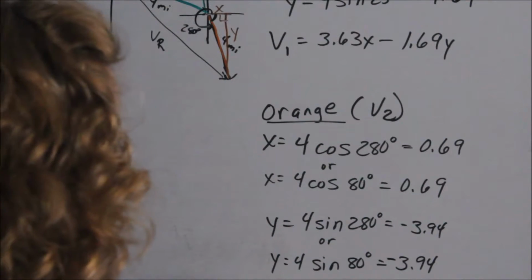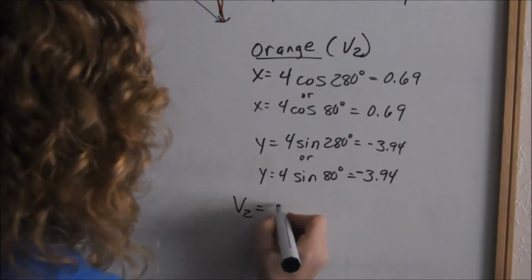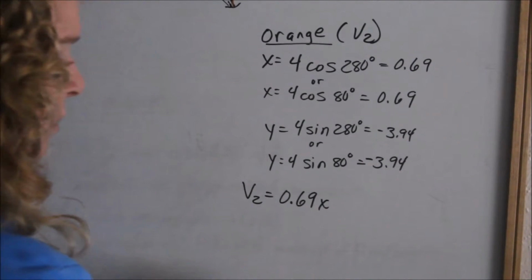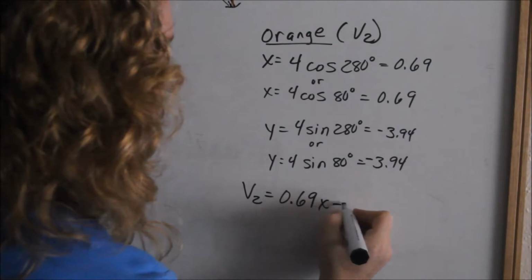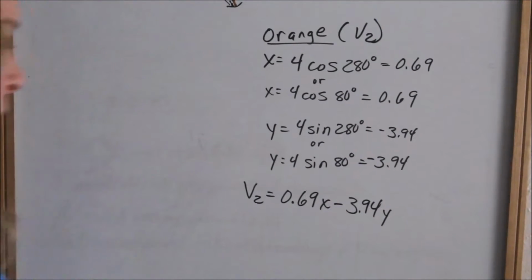So your calculator will actually give you the negative value of 3.94. Therefore, vector 2 can be written in our x and y format. We went a positive 0.69 in the x direction. Then we went negative 3.94, meaning we went down in the y direction.